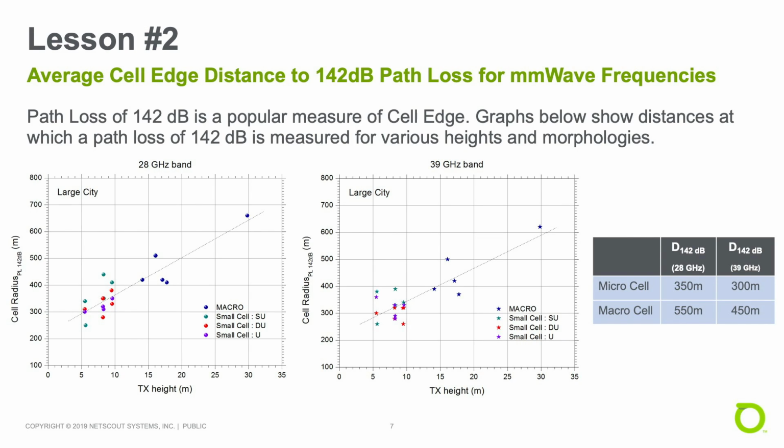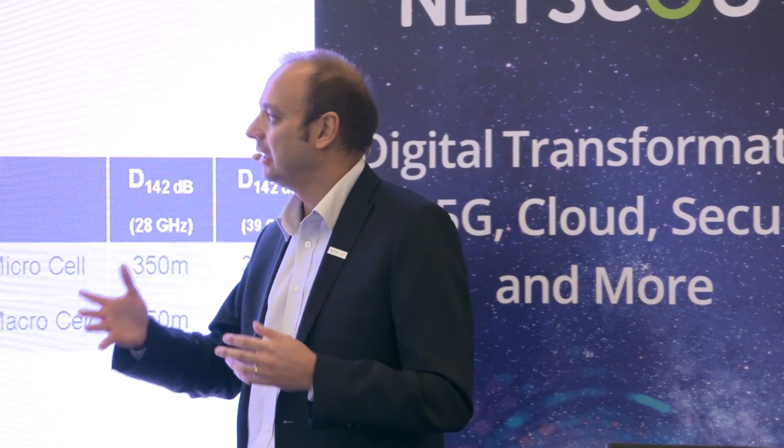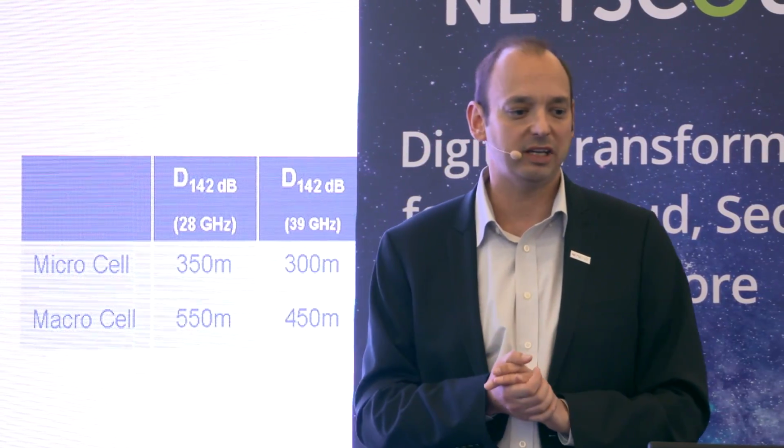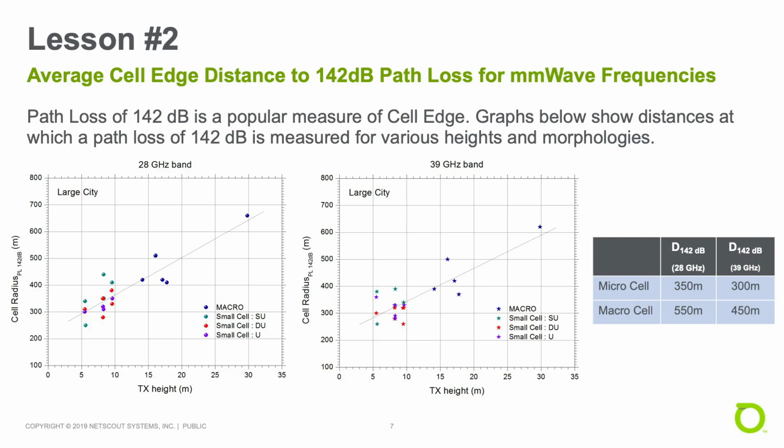Next one is the cell edge. For this one, we use a measurement called D142, and I'll explain what that is. It's basically the distance from the transmitter at which you get 142 dBs of path loss. Why 142? That is a traditional number that is used to demonstrate the cell edge, and that's a typical path loss budget for a system. That's why we use the 142. You can take that as the cell edge.